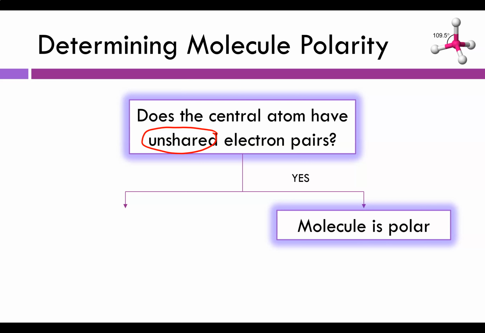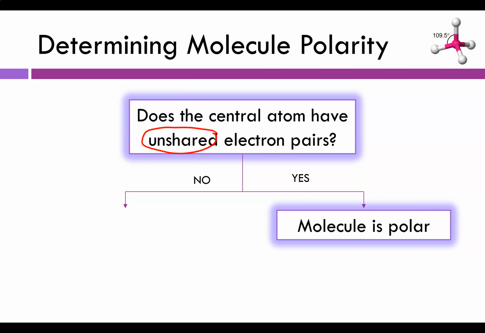Is this true 100% of the time? No, I'm sure you can dig and you can find some example of that not being true, but that's more of an exception than a rule. More often than not, unshared electron pairs on the central atom leads to a polar molecule.